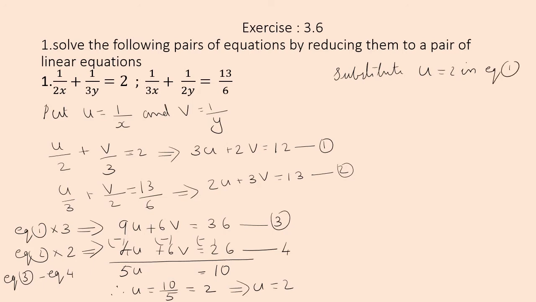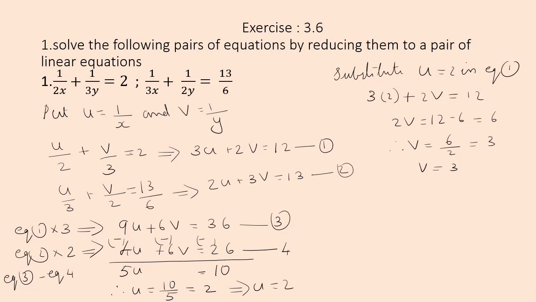Then 3 multiplied by u, that is 3 multiplied by 2, plus 2v equal to 12. 2v equal to 12 minus 6, that is equal to 6. Therefore, v equal to 6 upon 2, that is 3. v equal to 3. But the given equations have the variables x and y, so we have to find the values of x and y, and we just substitute.